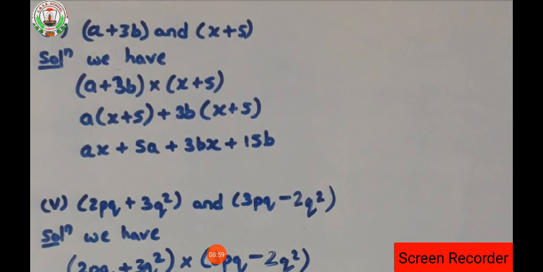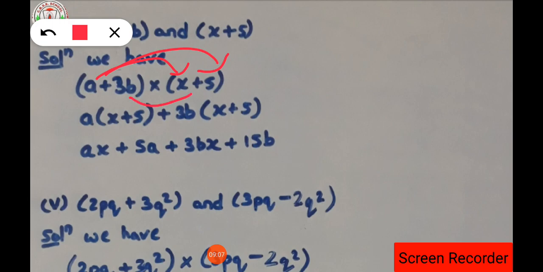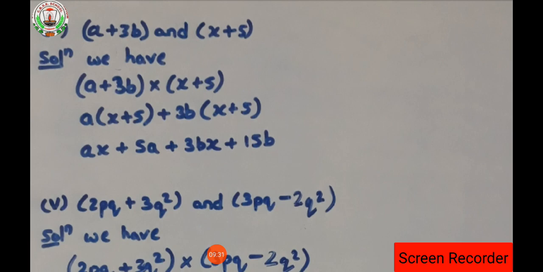Now the next part, 3a plus 3b and x plus 5. So it is very simple, you know how to solve. This a will multiply with x and a will multiply with 5. Then 3b will multiply with x and 5. So what will the answer be? a into x will be ax. a into 5 will be 5a. Then 3b into x will be 3bx. Then 3b will multiply with 5, it will become 15b. It cannot be considered a complicated question because it is all plus, so altogether the plus will come in the answer.